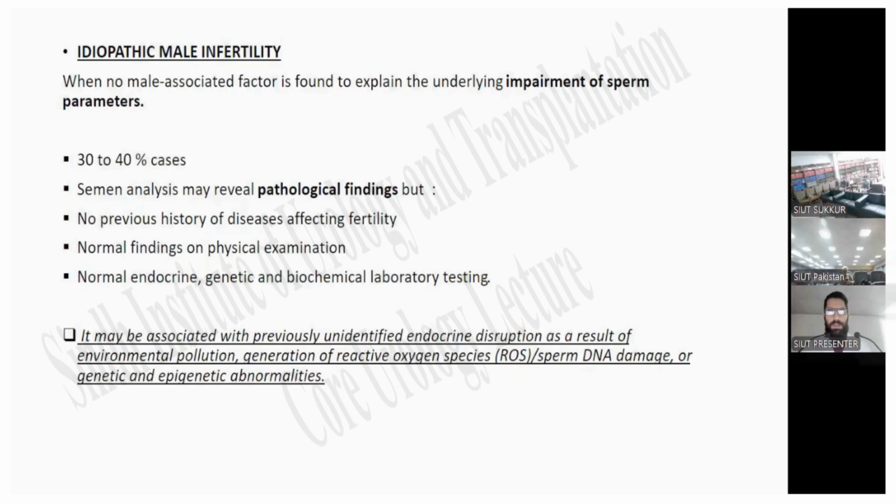Idiopathic infertility consists of about 30 to 40% of cases, and semen analysis may reveal pathological findings, but there is no previous history of disease affecting fertility, and normal findings on physical examination and normal endocrine lab testing. Previously it was thought to be idiopathic, but now it is considered that it may be associated with previously unidentified endocrine disruptions as a result of environmental pollution and generation of reactive oxygen species, sperm DNA damage, or genetic and epigenetic abnormalities.